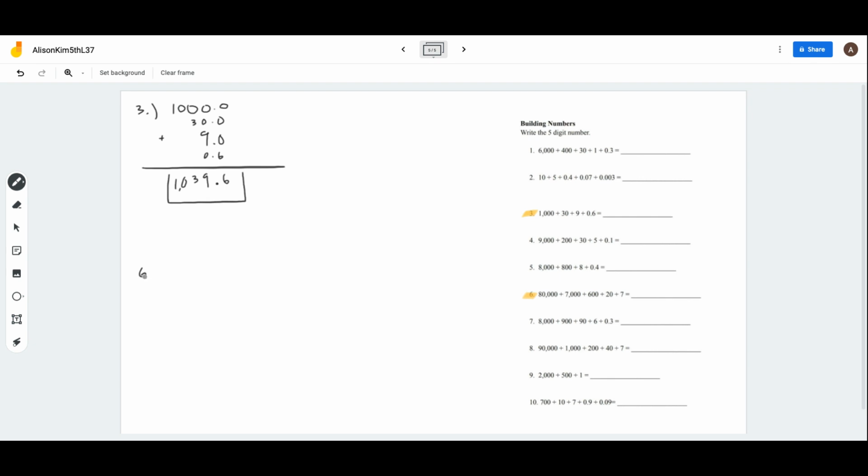Next is going to be number 6, which doesn't leave anything out. It's going to be 80,000 plus 7,000. Once again, all my numbers are matching up. Plus 600 plus 20 plus 7. And we're going to add them all up. 7 plus 0 is 7. 0 plus 2 is 2. 0 plus 6 is 6, 0 plus 7 is 7, and 8, just bring it down. So our answer will be 87,627.